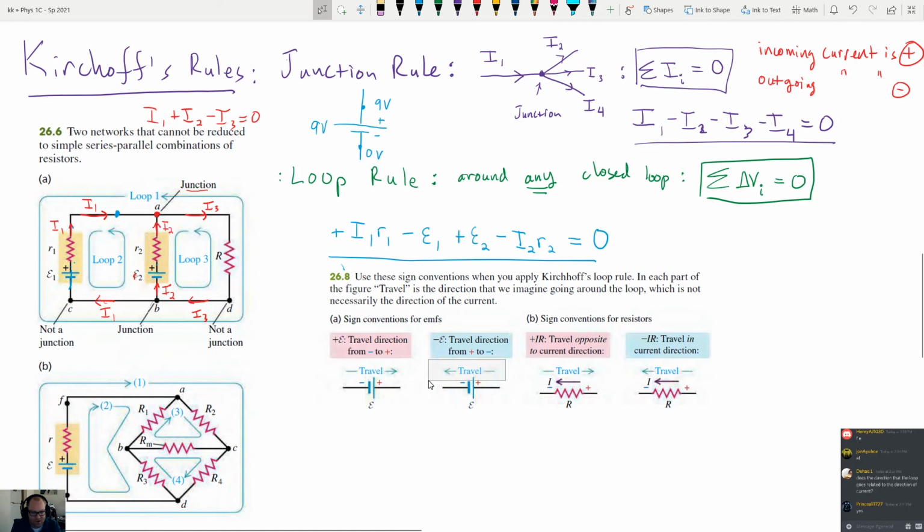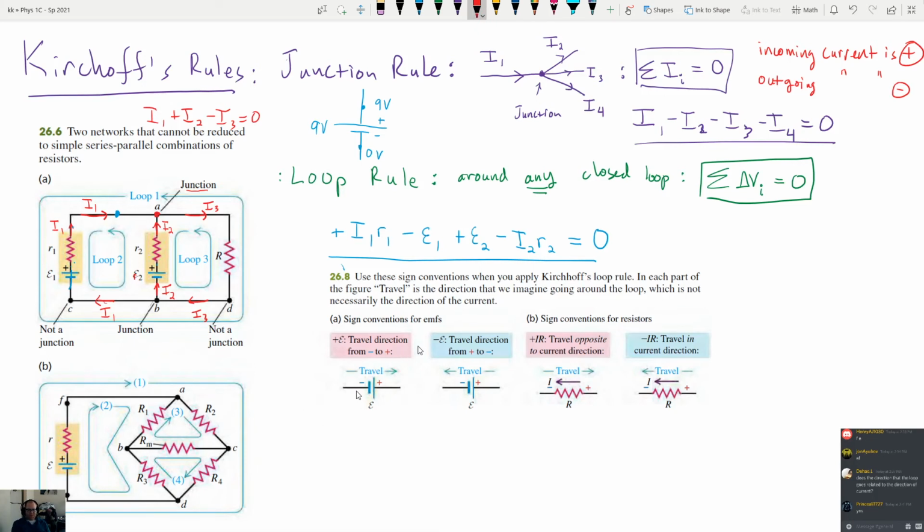If your direction of travel is to go from the positive side of the battery to the negative side of the battery, you're going to get negative E. See? Positive E, negative E, just depending on which way you're going. And again, if this doesn't make sense, and you want to have some kind of way of remembering it, remember that replace this thing with a battery.